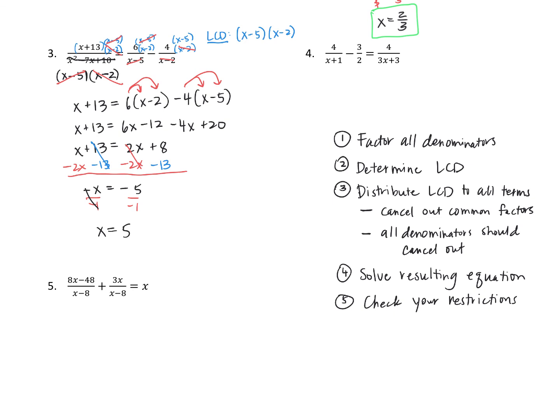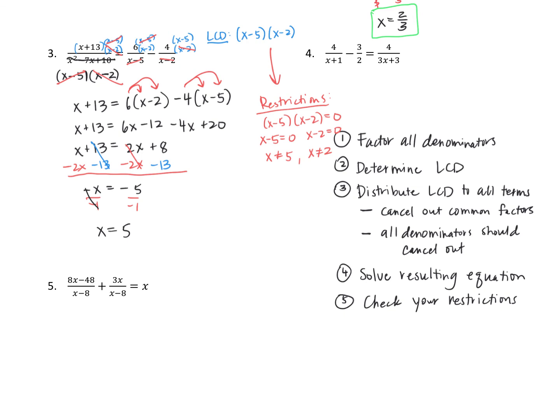Restrictions come from setting your denominators equal to 0. The easiest way here is setting your LCD equal to 0 and solving. So this means x minus 5 equals 0, so x cannot be 5. And x minus 2 is 0, so x cannot be 2.